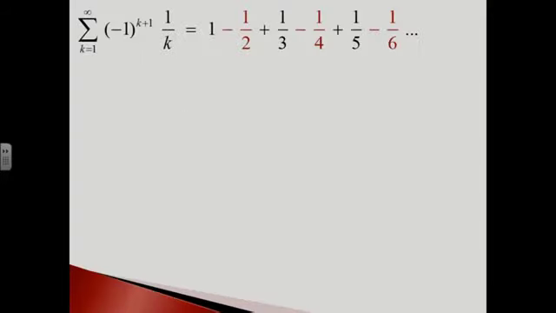We consider an alternating series, sigma k from 1 to infinity of (-1)^(k+1) multiplied by 1 divided by k, which equals 1 minus 1 half plus 1 third minus 1 fourth plus 1 fifth minus 1 sixth, etc. We investigate the convergence of this series by examining the sequence of partial sums.